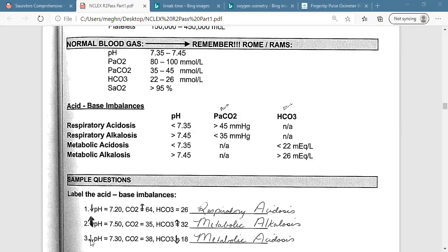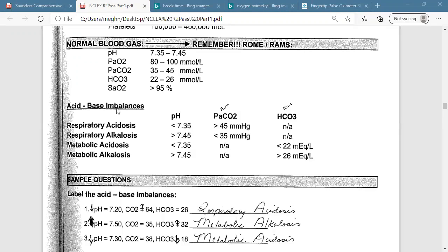The question number 3 here, pH 7.30. So 7.30 means less than 7.35, meaning my patient has either respiratory acidosis or metabolic acidosis. So just by seeing the pH, we can exclude which two may be the answer.